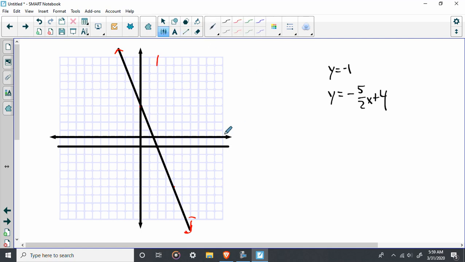So again, what's your final answer then? 2, -1, right? 2, -1. So we should label this y is equal to -1, y is equal to -5 halves x plus 4. And what's your solution? 2, -1.